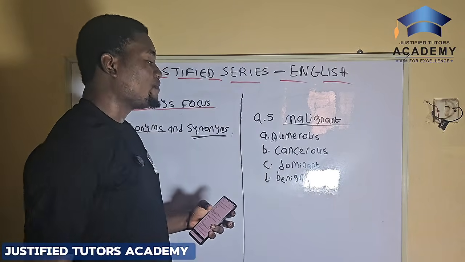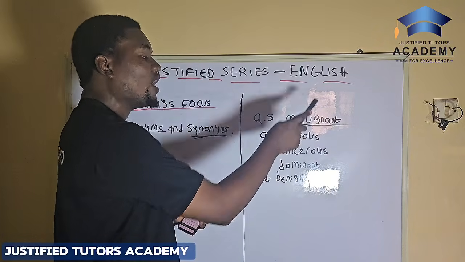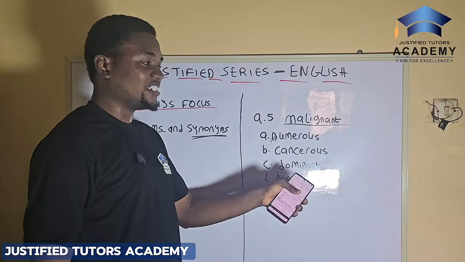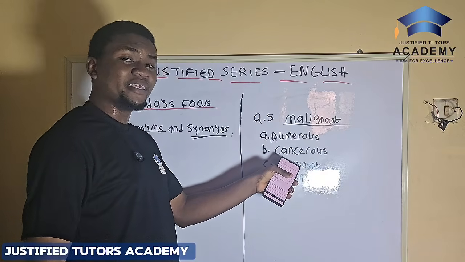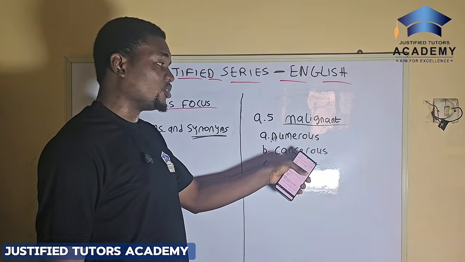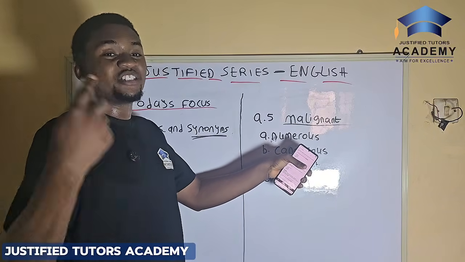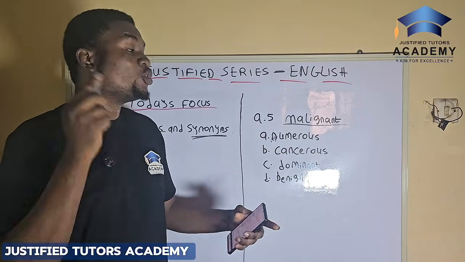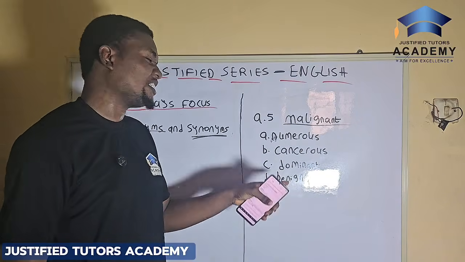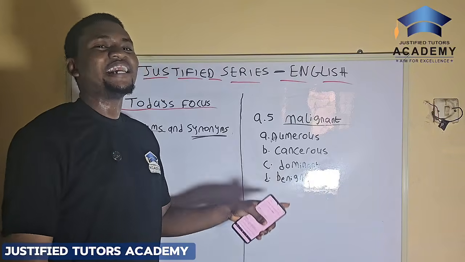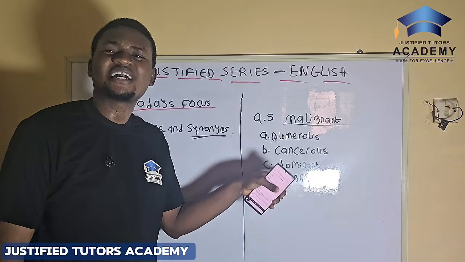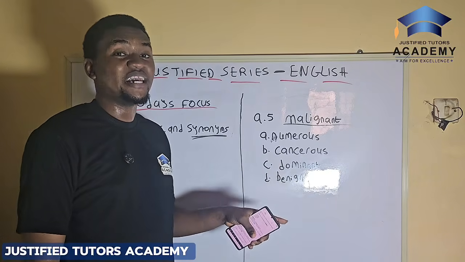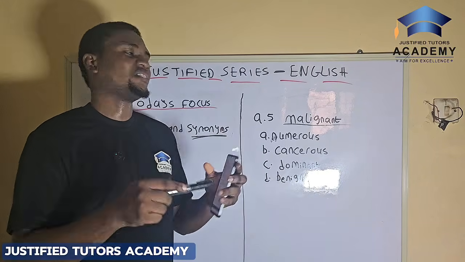If you look at the options, the opposite meaning to this word is benign. Why? Because cancerous is similar in meaning to malignant. It's just another word for malignant. Dominant has nothing to do with the opposite meaning of malignant. The only option that is opposite to the word malignant is benign, because benign means a harmless or non-cancerous cell. So you need to know the meaning of each of these words and how it is used in the sentence. All right, now let's go to question 6.